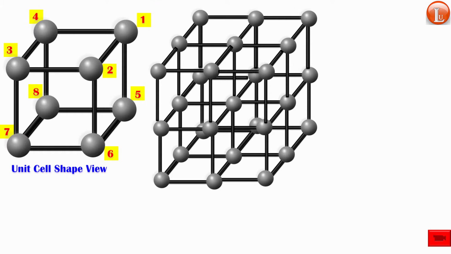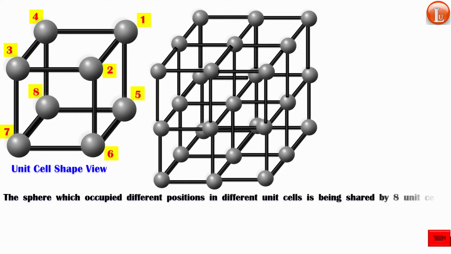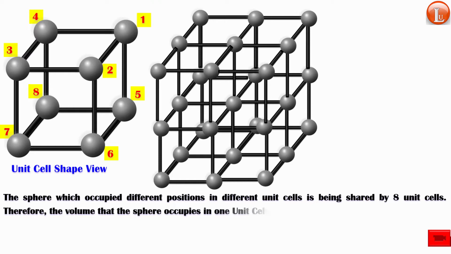Now, you will also notice that this atom is common to 8 unit cells. Its entire volume is spread into 8 unit cells. No volume of it is outside these 8 unit cells. And since in each unit cell, the volume of this sphere would be equal as in others, its entire volume is distributed between 8. So in one unit cell, it only occupies 1/8 of its volume. So the sphere, which occupies different positions in different unit cells, is being shared by 8 unit cells. Therefore, the volume that the sphere occupies in one unit cell will be 1/8 of its total volume.